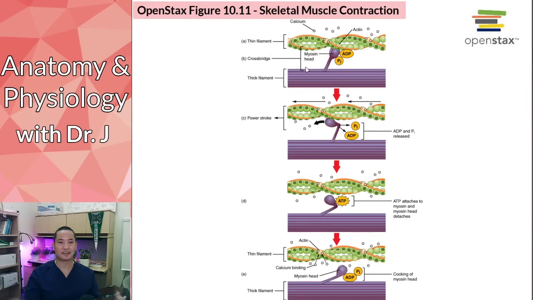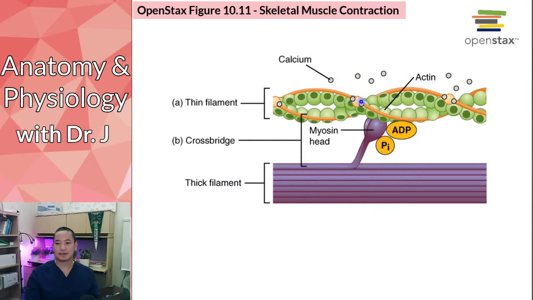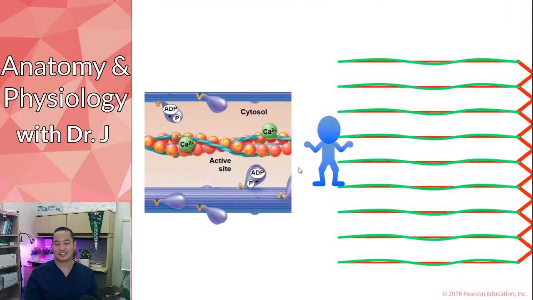So what we have here is that, notice that we have calcium, and it binds to that protein called troponin. Troponin moves away tropomyosin, and with tropomyosin out of the way, it allows actin and myosin to bind to each other. And this is my analogy.